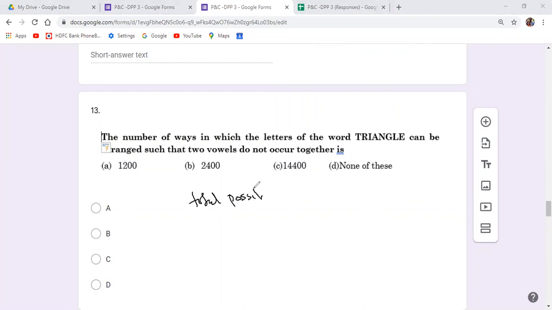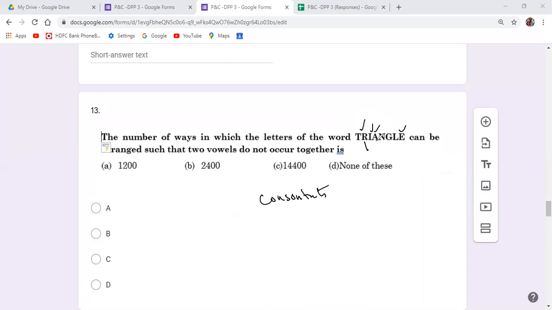total possible arrangements minus the arrangements with 2 vowels together. How many vowels are there? I, A, E, O. Then we cannot use this method. What you have to do is, no 2 vowels should be together, so you have to apply the gap filling method. Okay. So in the gap filling method, how many consonants are there?